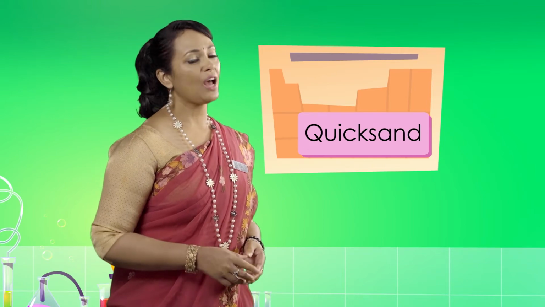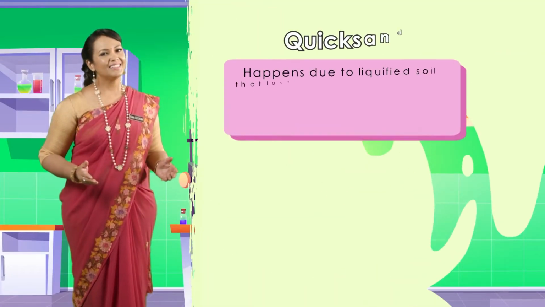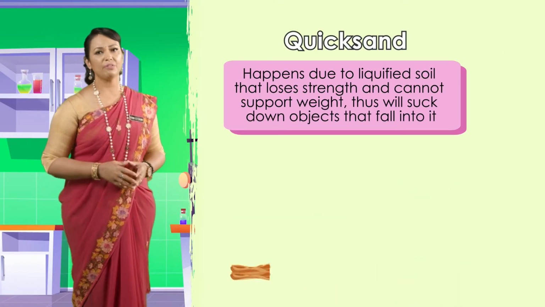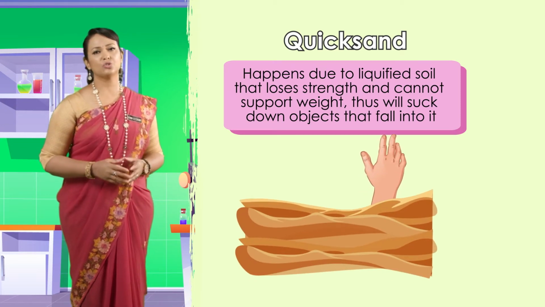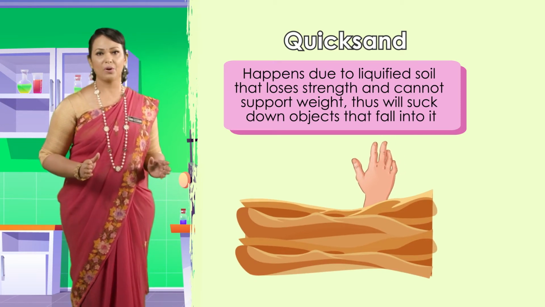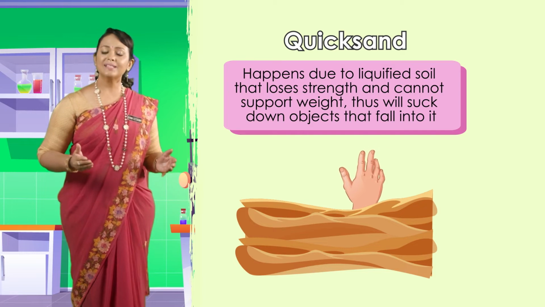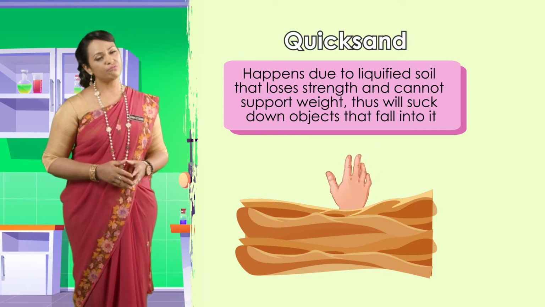And now, what about quicksand? Quicksand is a geohazard that commonly occurs in wetlands. This happens due to liquefied soil that loses strength and cannot support weight, thus will suck down objects that fall onto it.